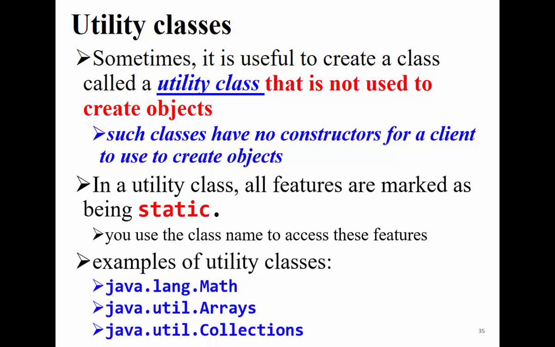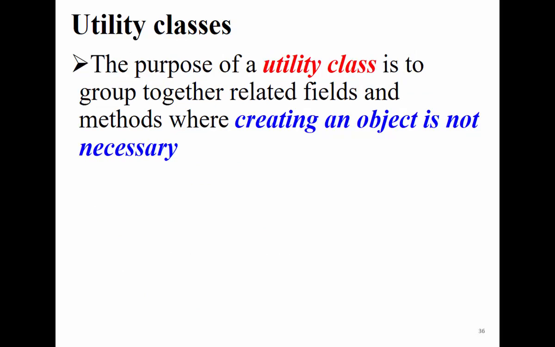Okay? Now, there are a lot of examples of utility classes in Java, and we are using them maybe directly or indirectly, like Math, Arrays, Collections. All of these are utility classes. We don't need to create an object to use the methods inside the utility class Arrays. So the purpose of a utility class is to group together related fields and related methods. It's not necessary to create an object.